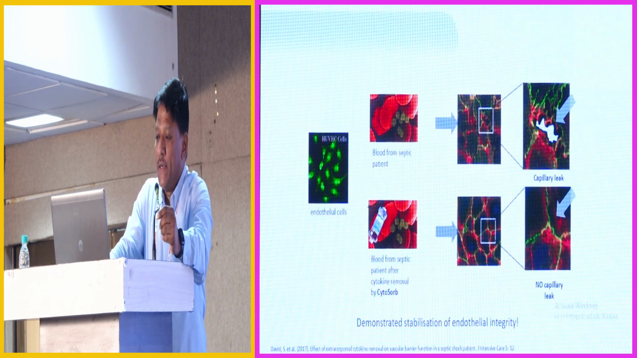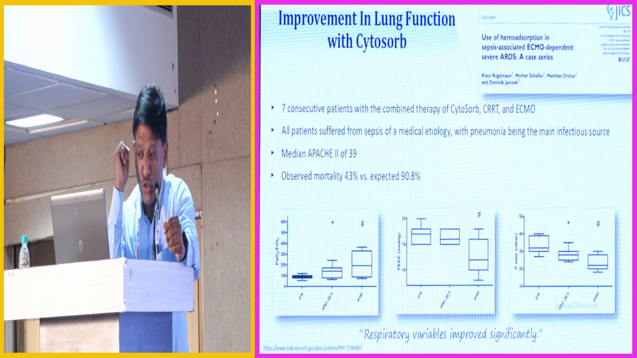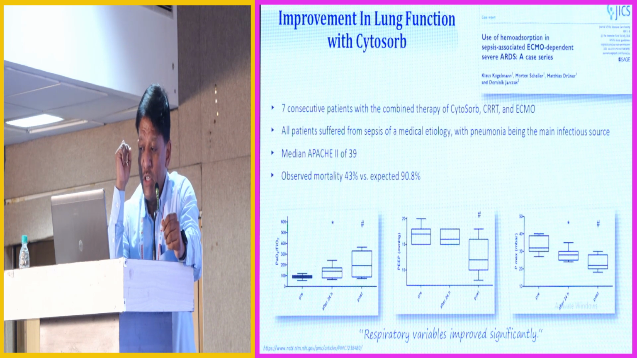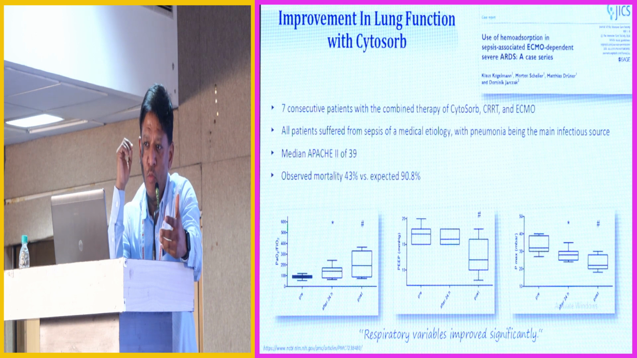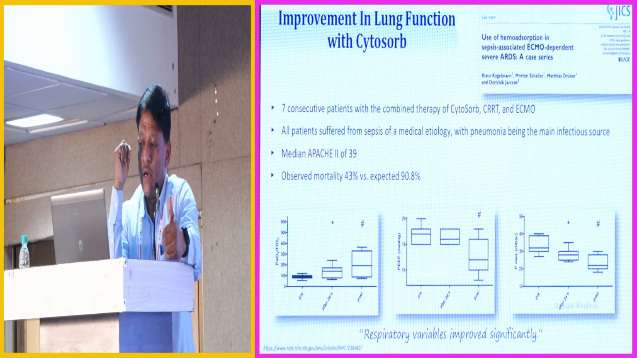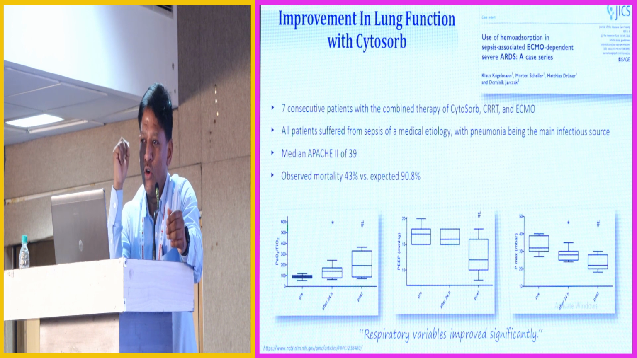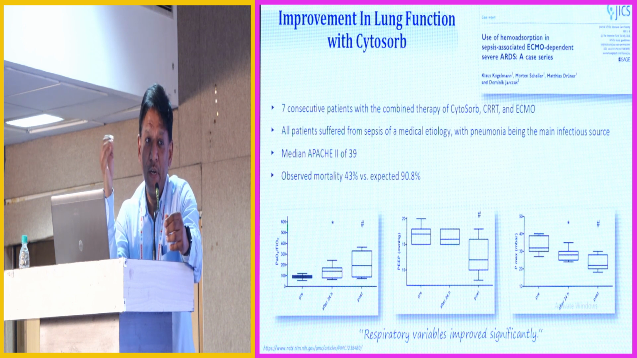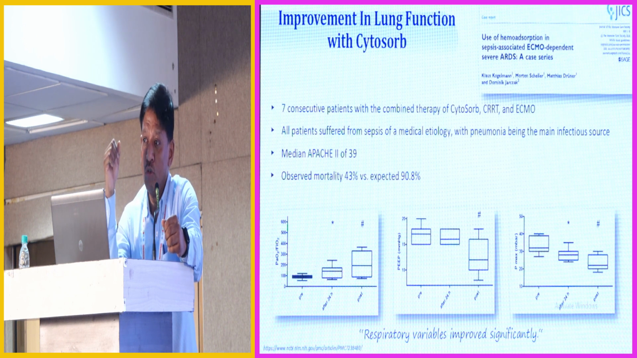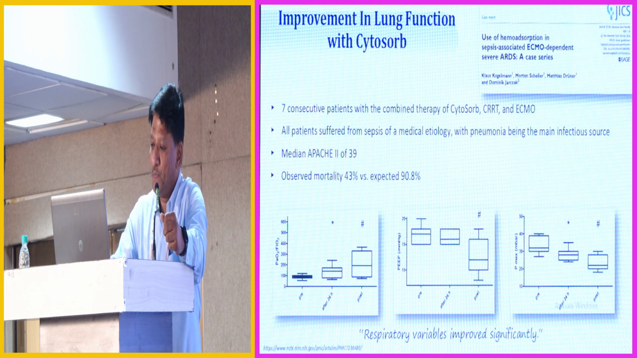Also, recently there was a publication of 7 consecutive patients treated with Cytosorb with CRRT and ECMO, a very small number, but all these 7 patients had a very high APACHE score, 39, where mortality would be somewhere around 85 to 90%. Observed mortality in this group of CRRT, Cytosorb and ECMO was 43%, and expected mortality was 90%. So very small numbers, but signals. We're looking at signals, not at composite data. Yes, it could be used in dire situations also.